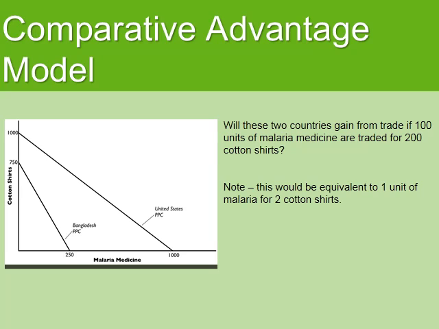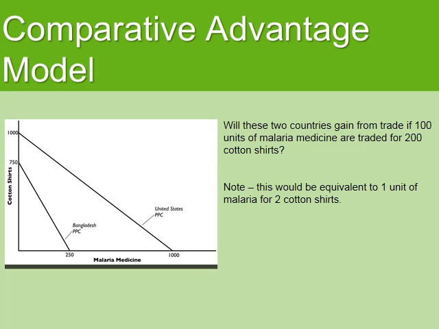When considering terms of trade, you may see a question such as this. Will these two countries gain from trade if 100 units of malaria medicine are traded for 200 cotton t-shirts? Well, let's look back at our countries and determine what each country would find beneficial.